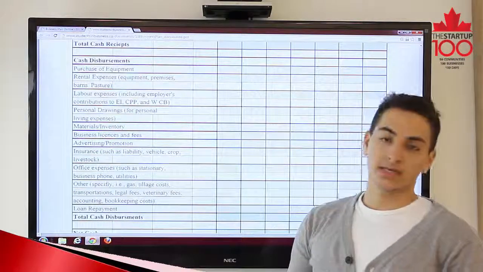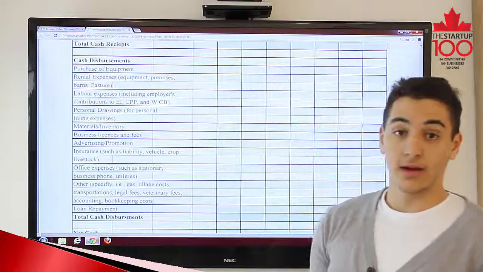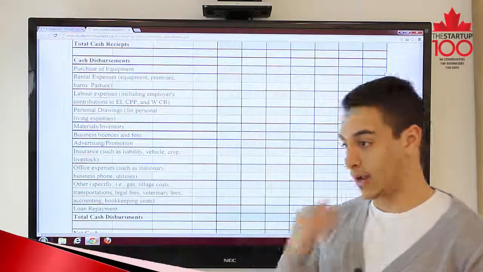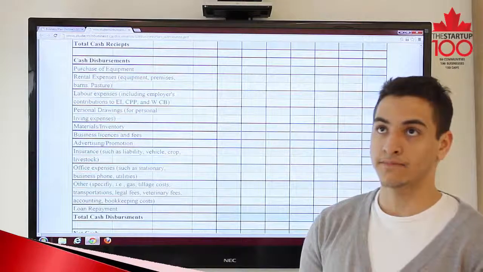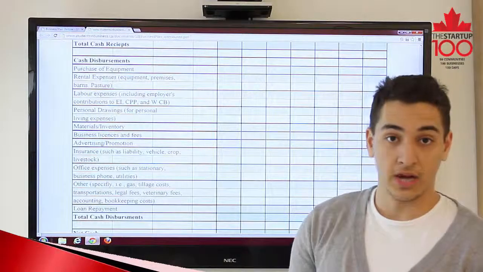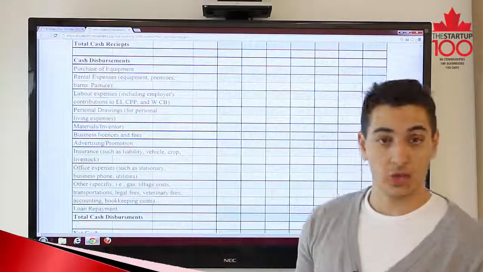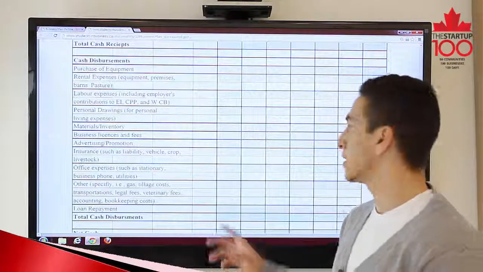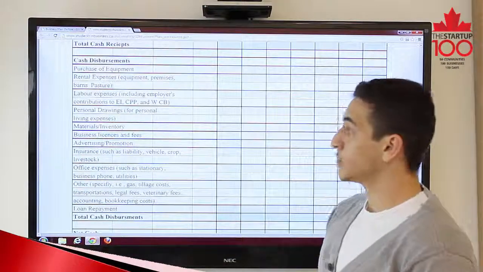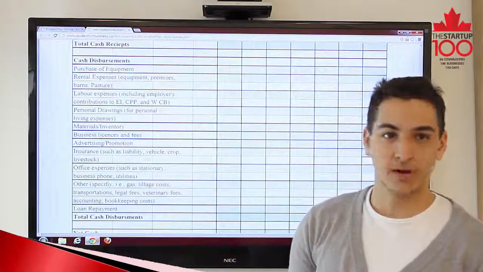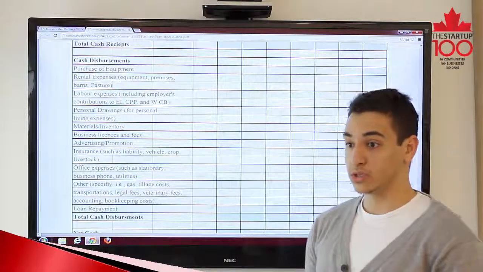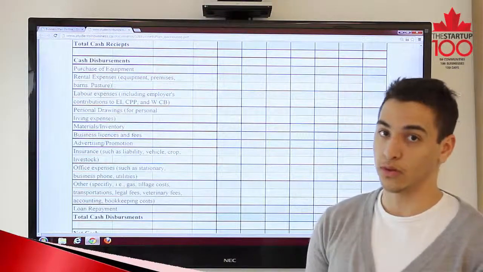Now then comes rent expenses. Rent expenses is if you're renting the place. If you're renting, let's say, a small store downtown, you need to put that over there, the rent expenses. And that's not only how much the rent will cost. That includes also the insurance that will come along with the rent.